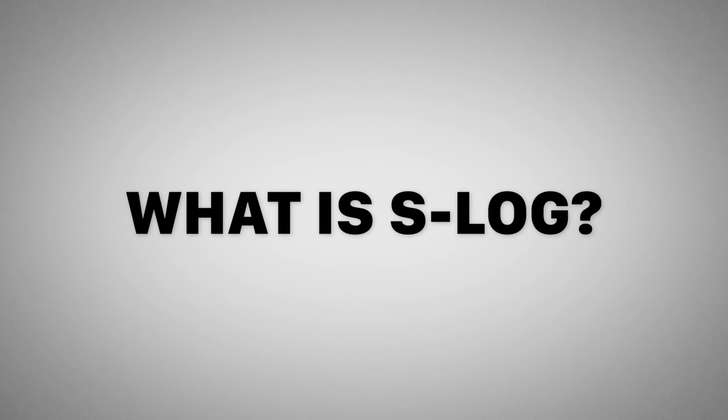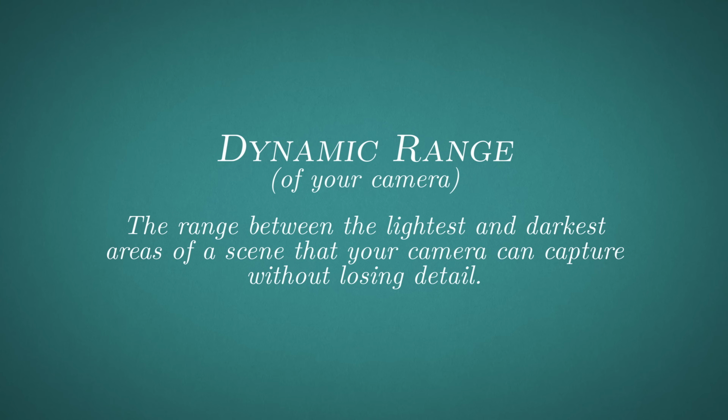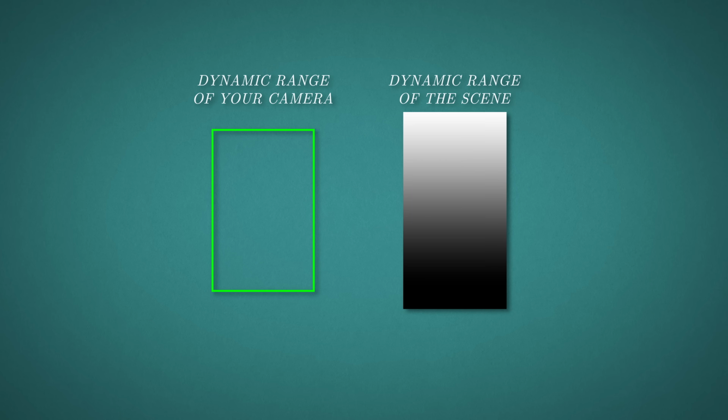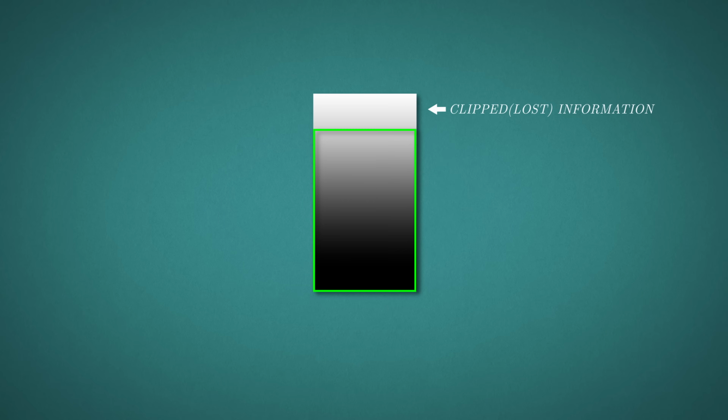First things first, as you so eloquently exclaimed earlier, what the f is S-Log? In order to understand S-Log properly, we need to know about dynamic range. Dynamic range is the range between the lightest and darkest areas of a scene that your camera can capture without losing detail. So if your sensor can capture 15 stops of dynamic range, but your scene has 16 stops of light between the lightest and darkest parts, you'll have to either clip the blacks or the whites, making those areas just blobs of complete black or white.